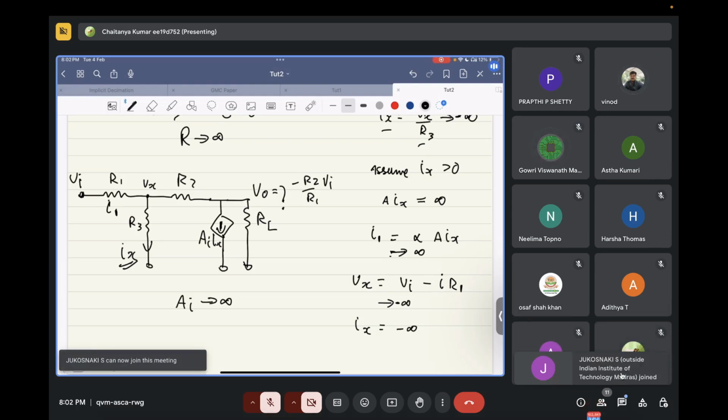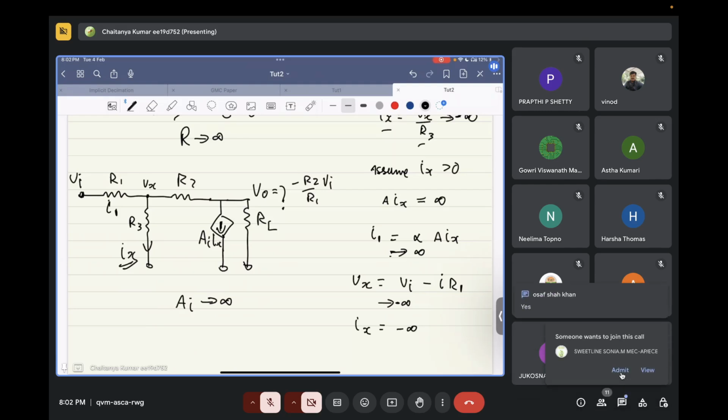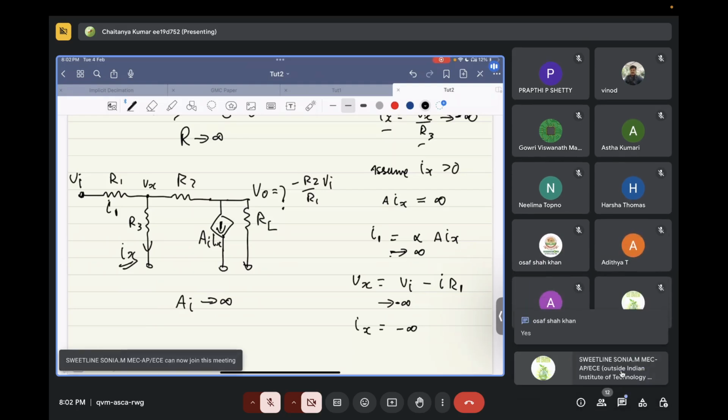Okay. Is this statement clear to everyone? Okay, sir. So it's not only a voltage controlled voltage source. It can be any kind of controlled source. It only has to have a gain of infinity. If it has the gain of infinity, it can be connected in negative feedback.